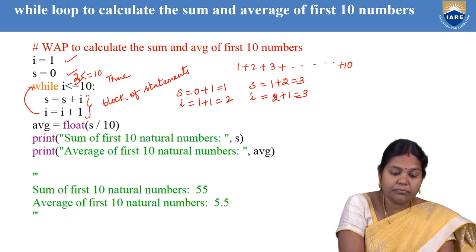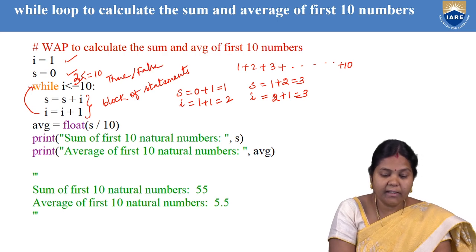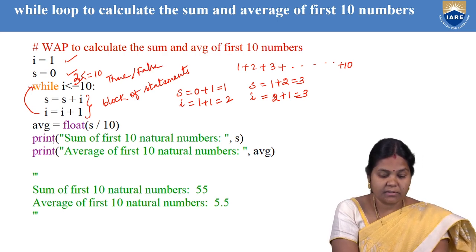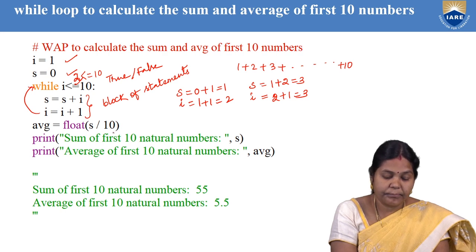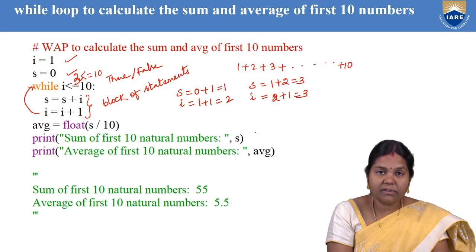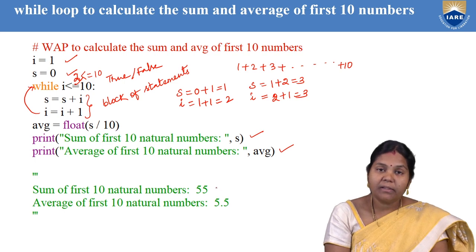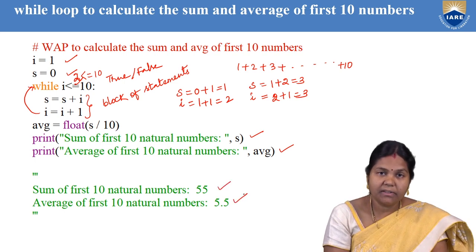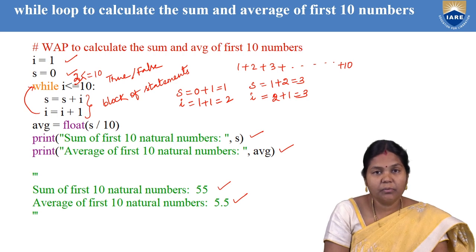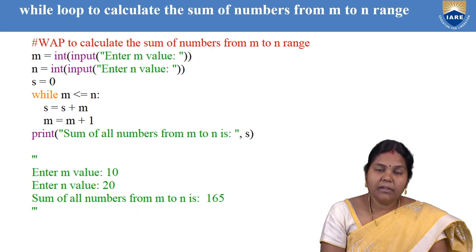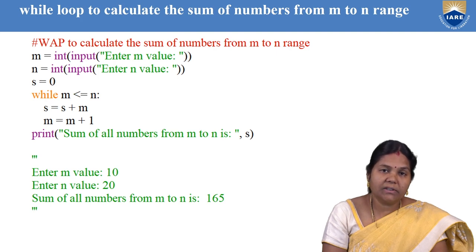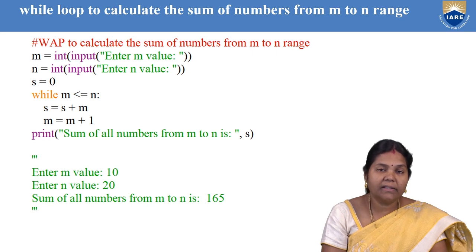When the condition becomes false, it comes out of the while loop and computes the average. Average is nothing but the sum divided by 10, because you have taken the first 10 numbers. Then you print the sum of the first 10 natural numbers and also the average. So here the answer is 55 and 5.5. This is the way a while loop works. Now, instead of the first 10 natural numbers, if the question is asked to find the sum of all the numbers in a particular range m to n, then how will you do it?